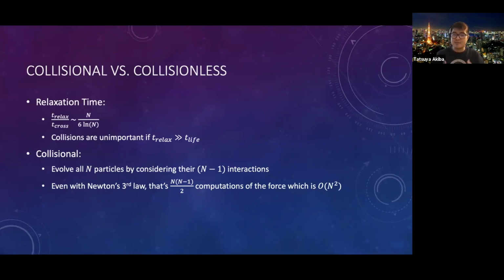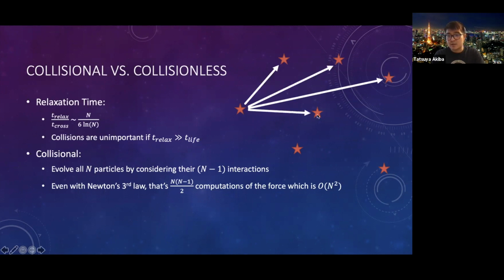Right, so this is going to be a very, very computationally expensive effort, especially as we take larger and larger n in our simulation. But the overall picture that I want you to have is if we have a bunch of stars like so, then we're going to pick a star, let's say this one, and we're going to consider its n-1 interactions as shown by these white arrows.